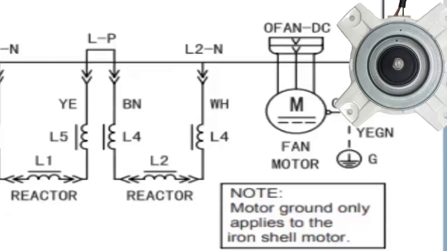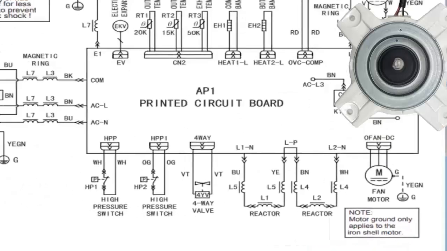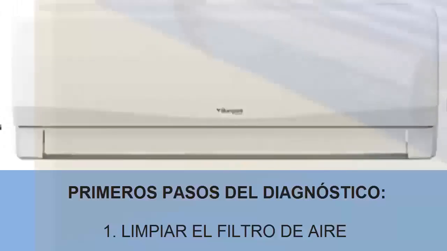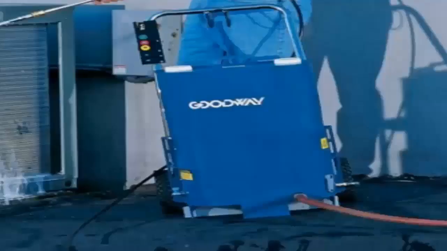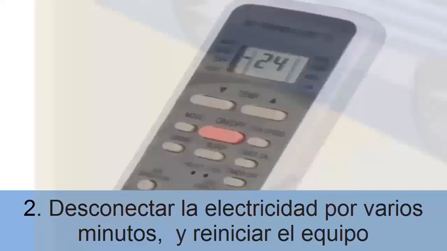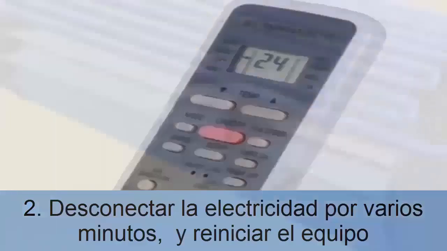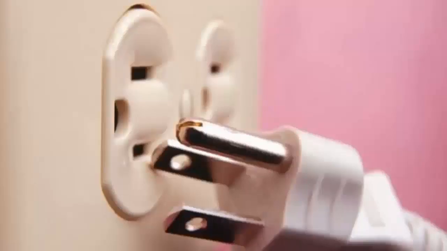General fan troubleshooting solutions. 1. Clean the air filter and the heat exchangers of the indoor or outdoor unit, depending on the error code. 2. Disconnect the unit from power for a few minutes. Sometimes, a simple reset can clear the error code.